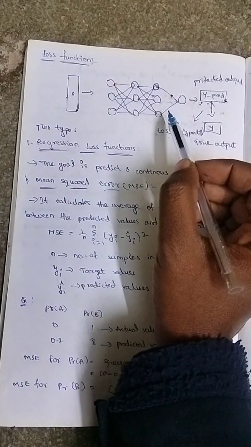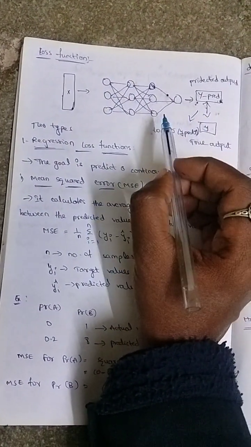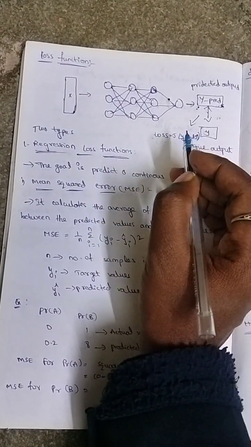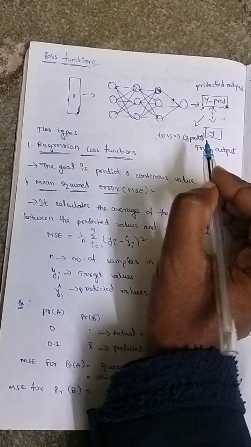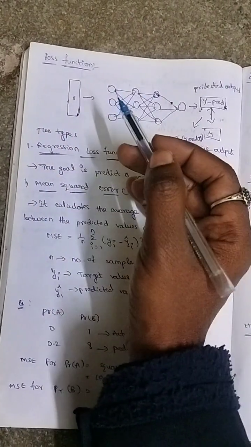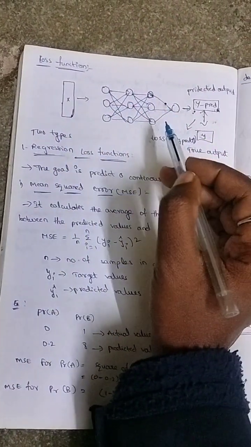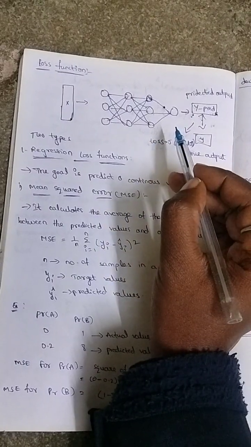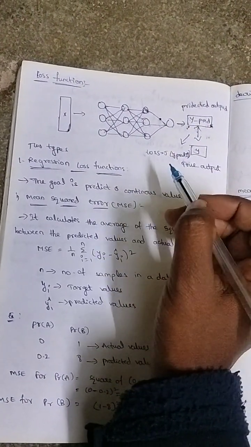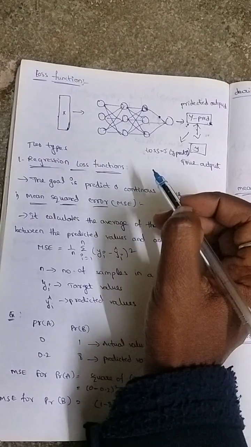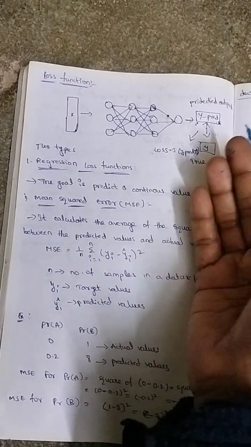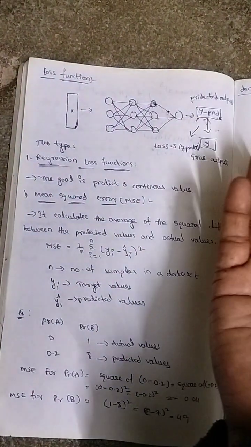The definition of loss function: the difference between the predicted values and the actual target values in a machine learning model. The goal of the loss function is to minimize the error during the training process to improve the model accuracy. It is a method of evaluating how well your algorithm, model, or architecture fits your data set.